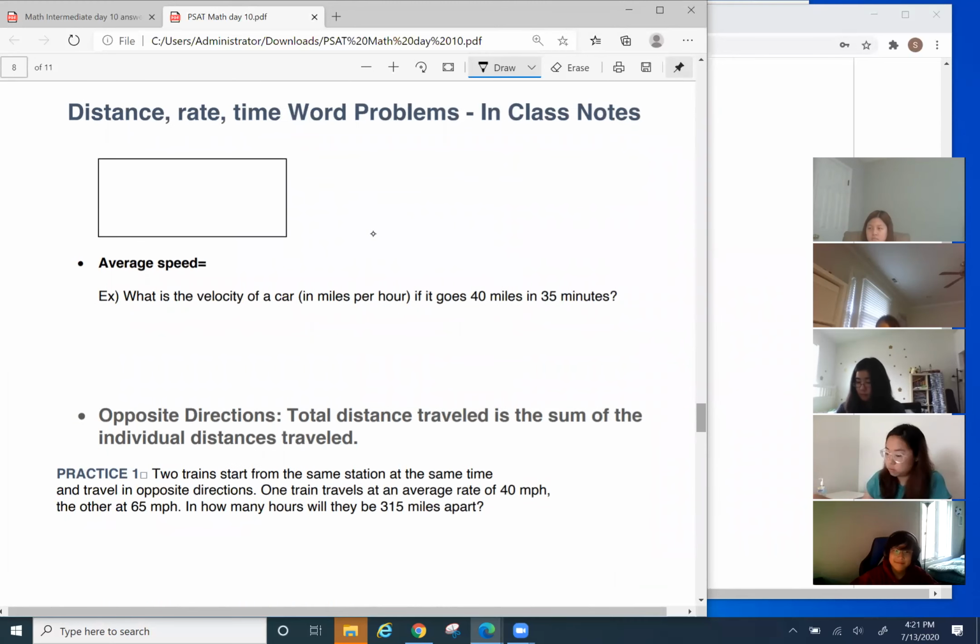Okay, so I want you to learn how to write DRT all together. This means that D equals rate times time, rate equals distance over time, and time equals distance over rate. So you can get 3 equations with this one writing.